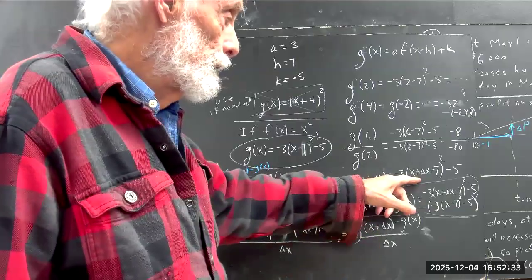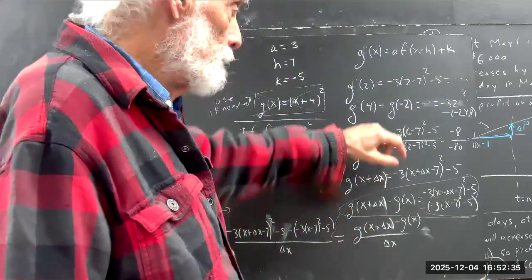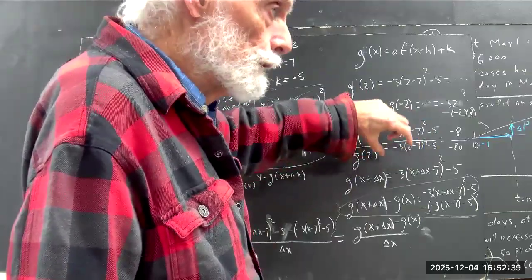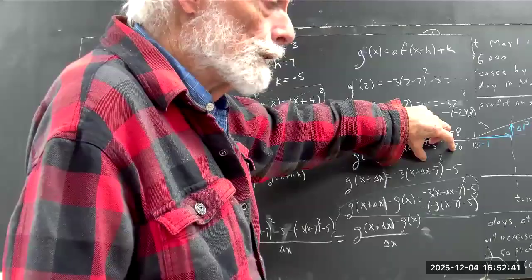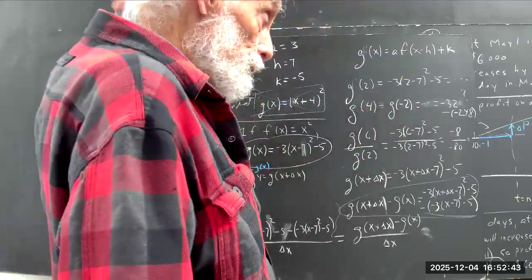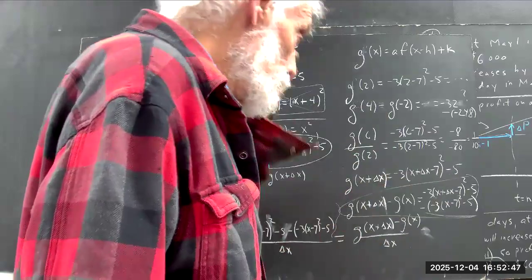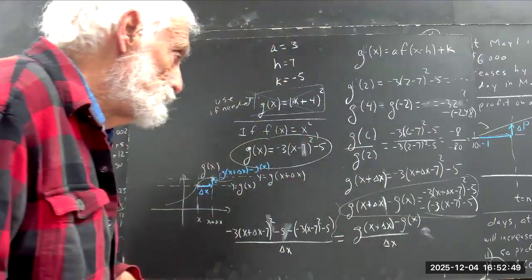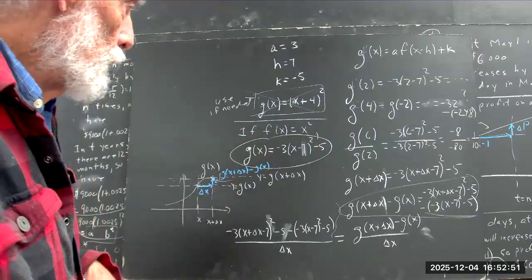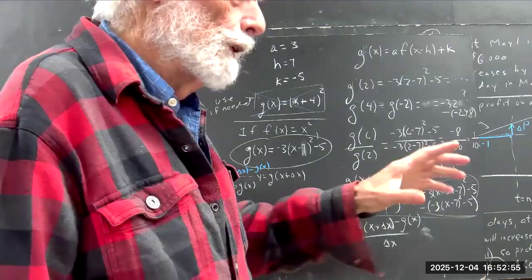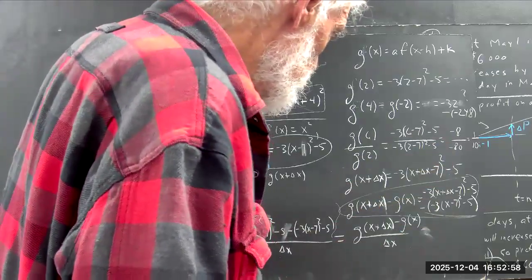Okay, you expand this square, use the distributive law, x plus delta x minus 7 times x plus delta x minus 7. Multiply that by -3, subtract 5, you get g of x plus delta x. Okay. Now we did g of x plus delta x minus g of x. There's method to my madness. I'll explain that in a minute.